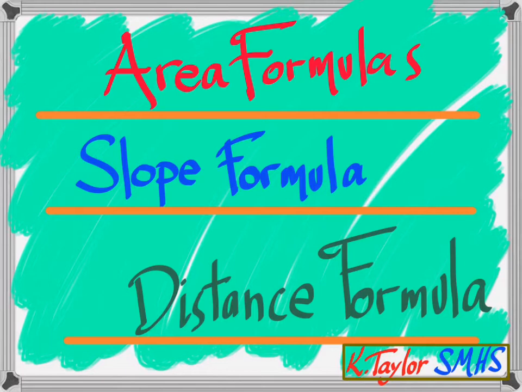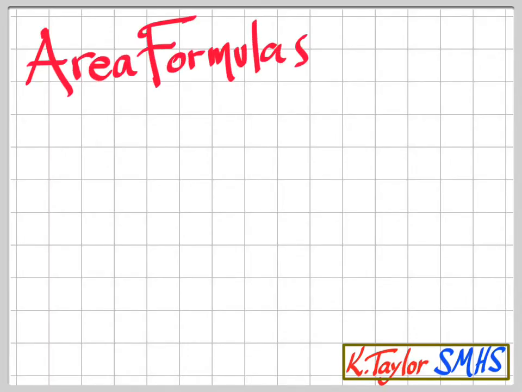In this short video, I hope it's short anyway, we're going to talk about three things: some area formulas, and then I'm going to show you a cool connection between the slope formula and the distance formula. That is, given a couple of point coordinates, using the slope formula and the distance formula for just those pairs of points.